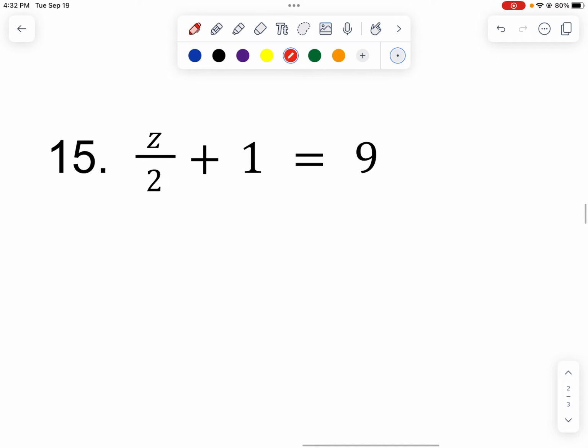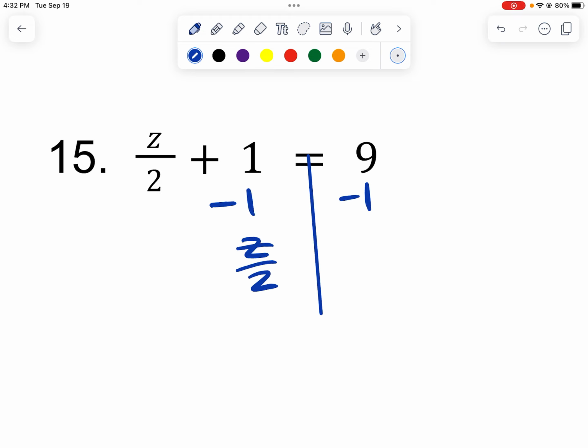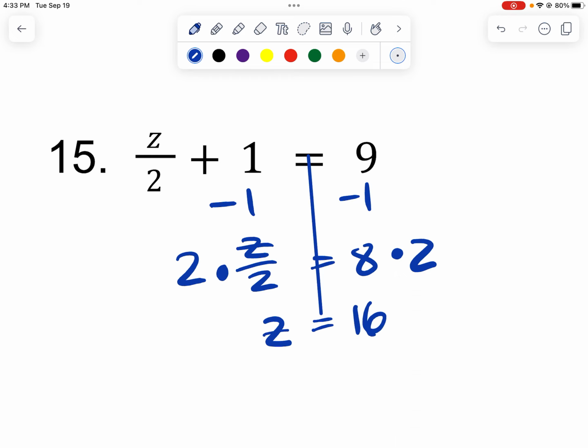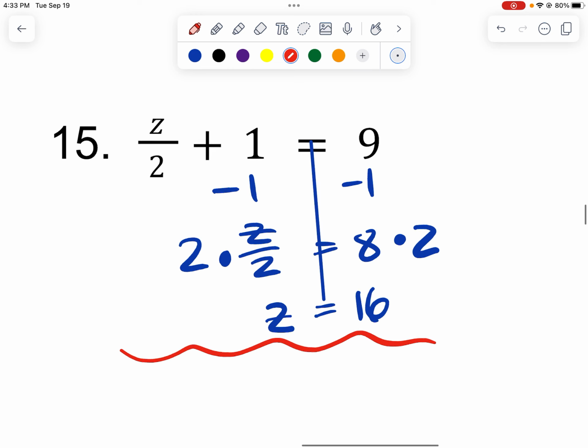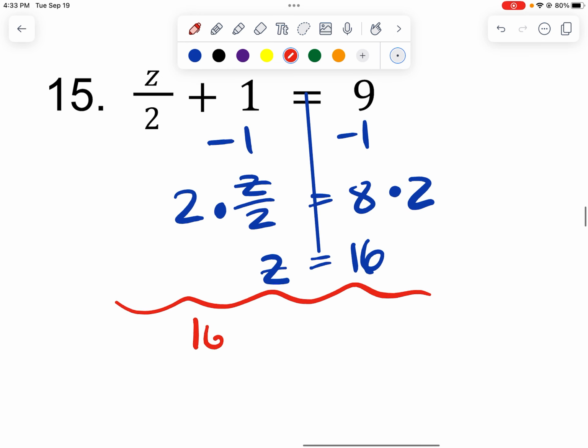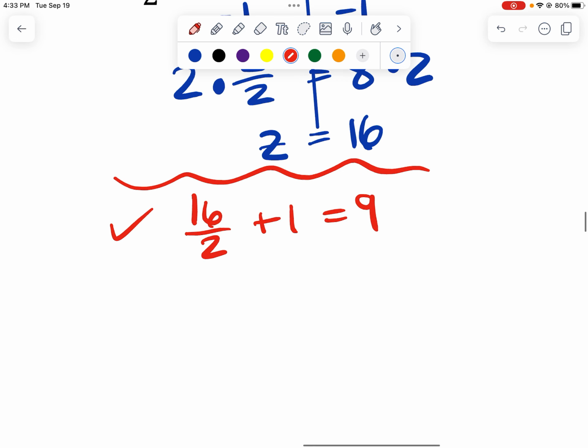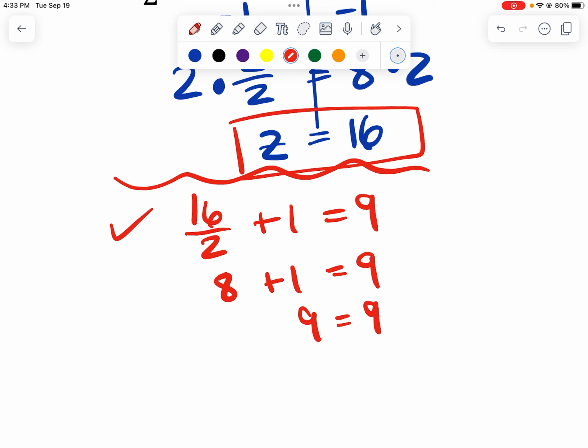This one, subtract 1 from both sides, I get z over 2 equals 8. I multiply by the 2 because I want to get rid of that denominator, and I get z equals 16. I check my work to make sure it's correct. 16 divided by 2 plus 1, should it equal 9? 16 divided by 2 is 8. 9 equals 9, so my answer is 16.